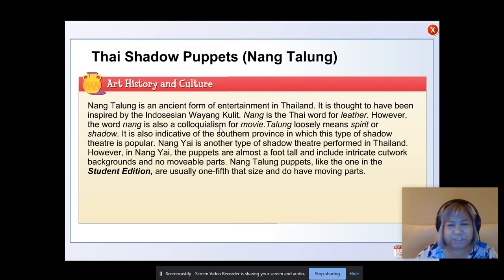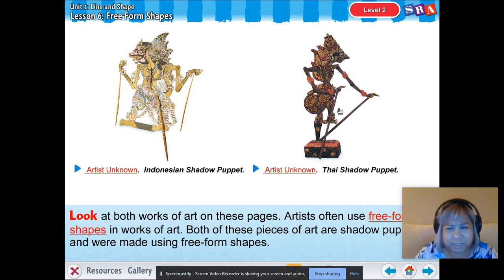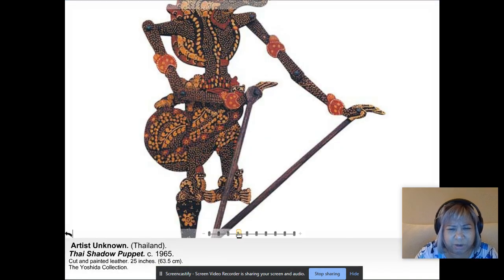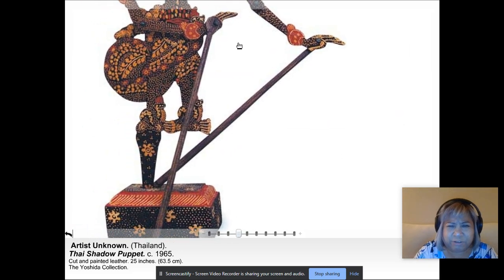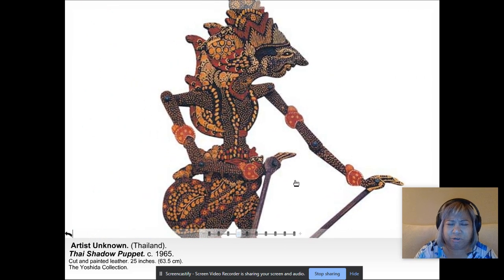It's just another type of shadow puppet theater. The only difference is that these puppets are a lot bigger. They're almost a foot tall, and they create intricate cutworks in the background. The Thai ones don't have any moving parts. It's basically a puppet they hold up on a stick, and they move it around, so it's not as intricate as the Indonesian ones. Usually a fifth of the size, and they do not have moving parts. If you look closely, it also has a little stand on it. This one's 25 inches. This one actually does have little moving arms, which is weird because usually they're just cutout pieces on a stick.